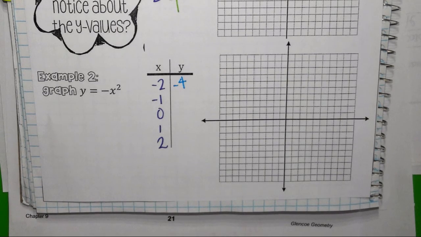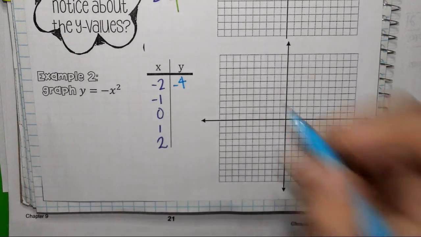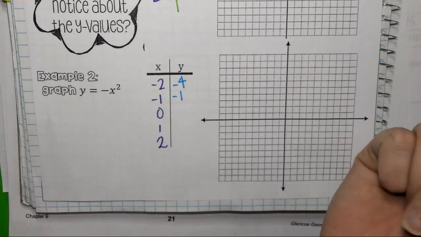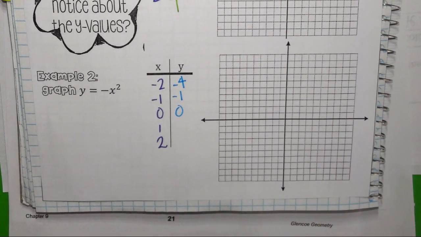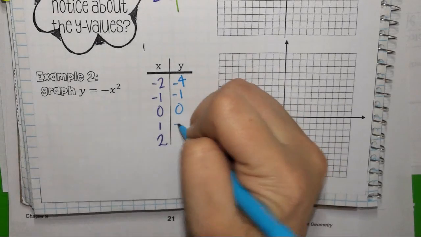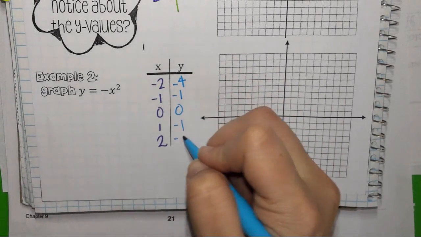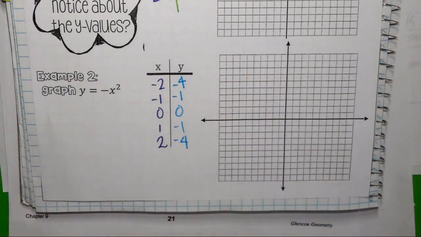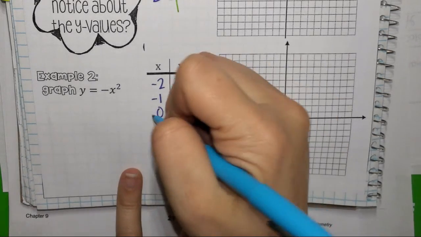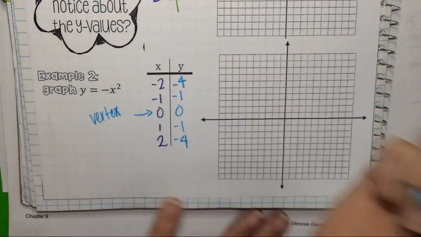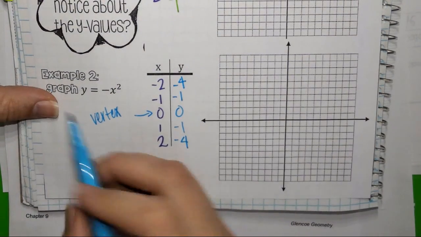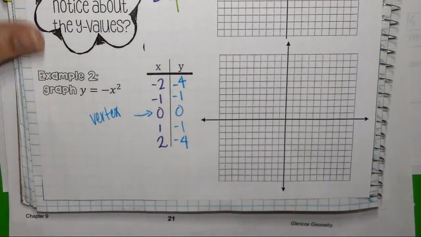If I square negative 1, what do I get? But what does this negative turn it into? Awesome. Is 0 going to change? Alright, what's 1 going to become? And what's 2 going to become? Awesome. And which one is our vertex? 0, 0, because it's the one that doesn't repeat. Alright, plot those and graph it.